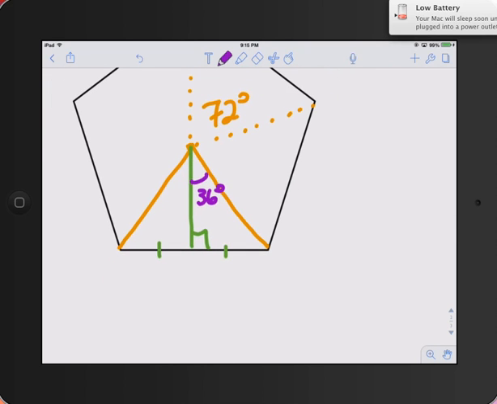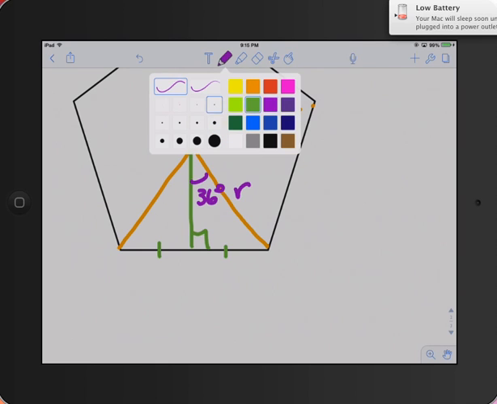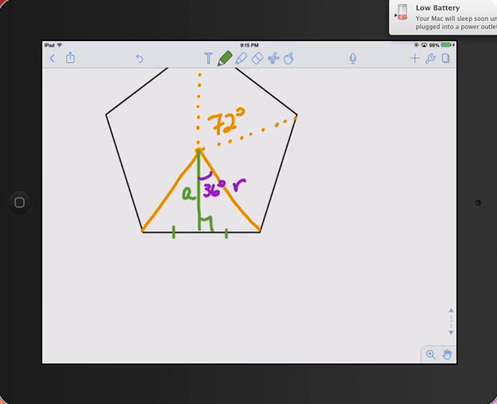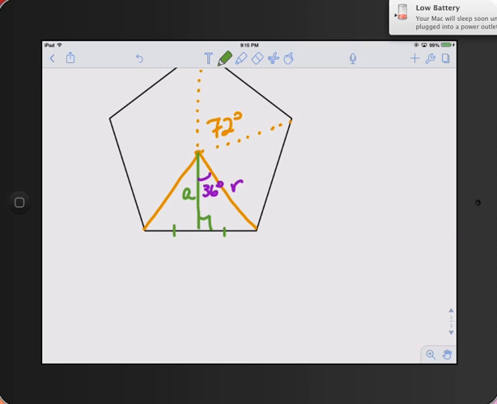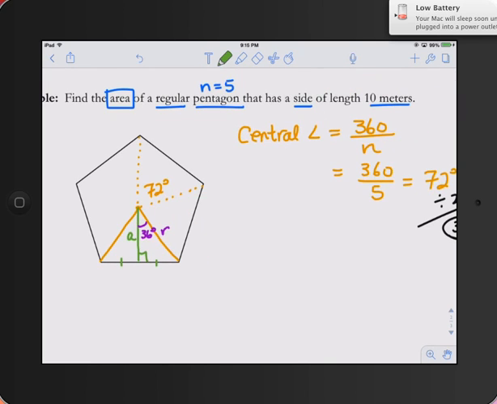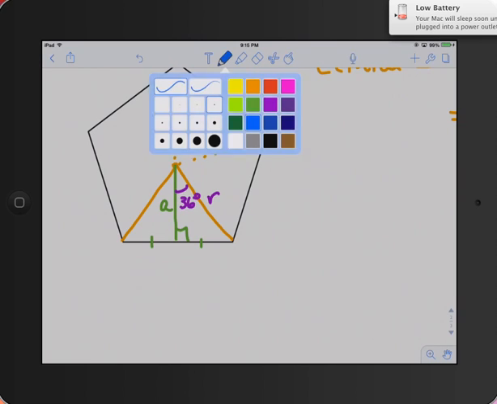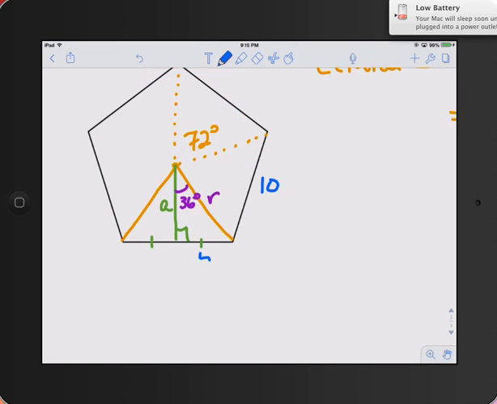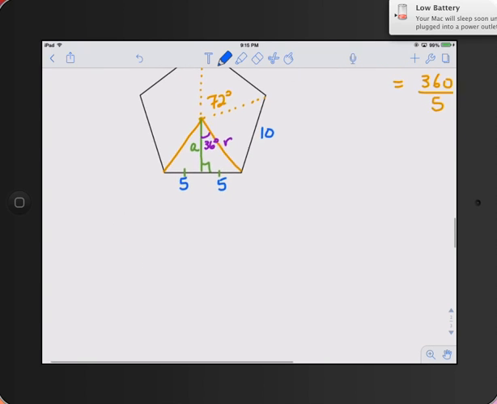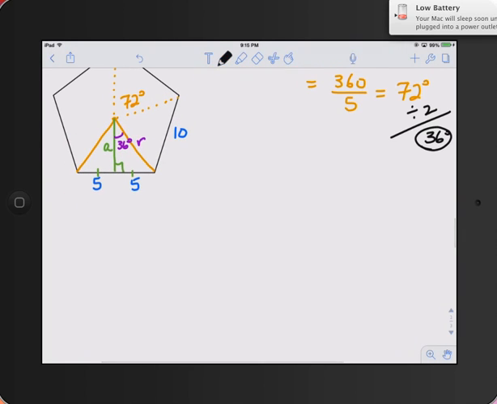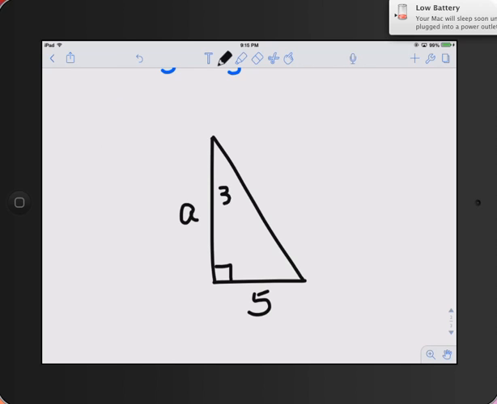Okay, now I'm going to use R to represent radius, and I'm going to use A to represent apothem, because a lot of times they might give you the radius value also instead of the apothem. Now we know the side length is 10. So out here we've got a 10, which means that these sides will be 5 and 5. Now I'm going to draw you a nice bigger right triangle here. The side that you know is 5, the apothem is what we need, and we know we have a 36 degree angle here.